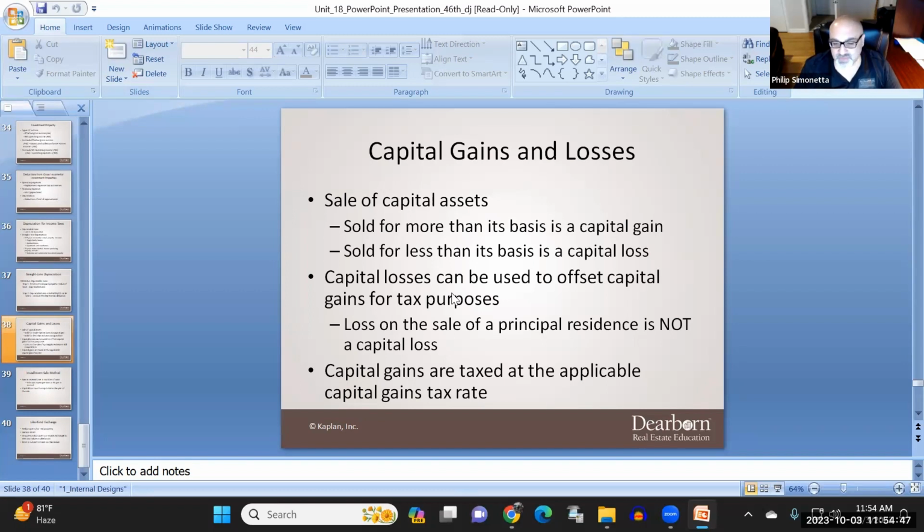Okay, capital gains are taxed at the applicable capital gains tax rate. Whatever it is, that's what it's taxed at.